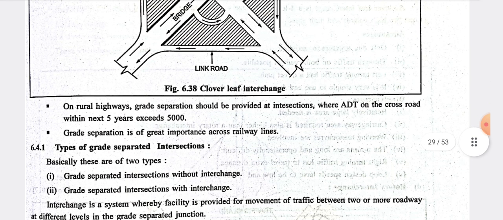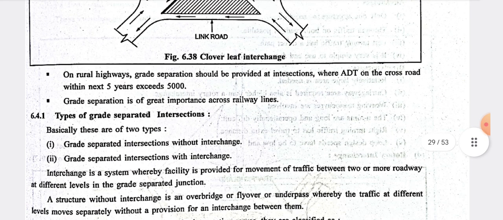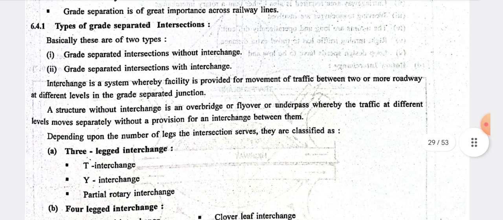Now, on rural highways, grade separation should be provided at an intersection where the ADT on the crossroad within the next 5 years exceeds 5000. Grade separation is also of great importance across railway lines.